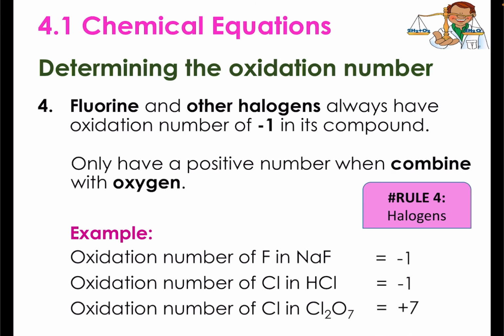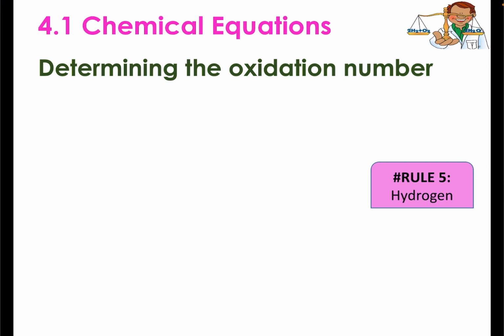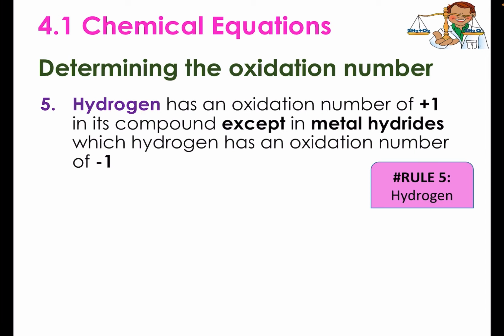So let's get on with rule number 5, where we are going to apply for hydrogen. So hydrogen, H atom, has an oxidation number of positive 1. So it will always be positive 1. But ada exceptional case when your hydrogen combine with metal. Dan kita panggil compound itu sebagai metal hydrides. Di mana metal hydrides, your hydrogen has oxidation negative 1. It's not positive 1 anymore.